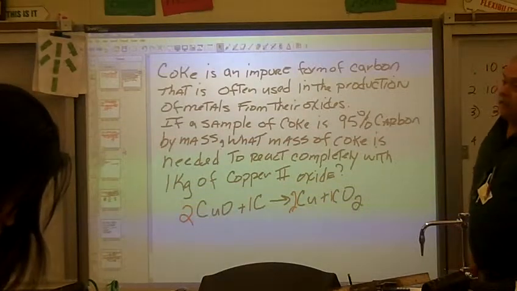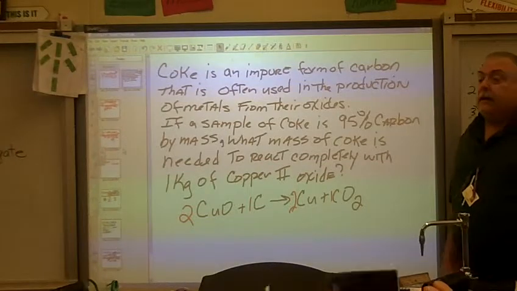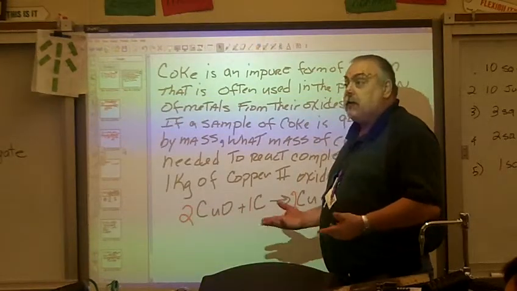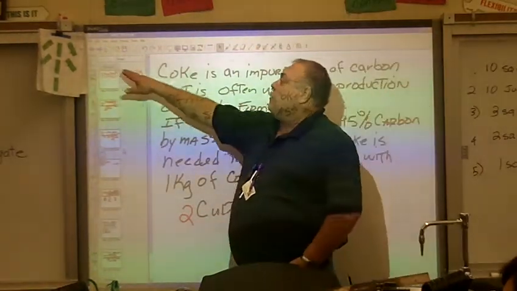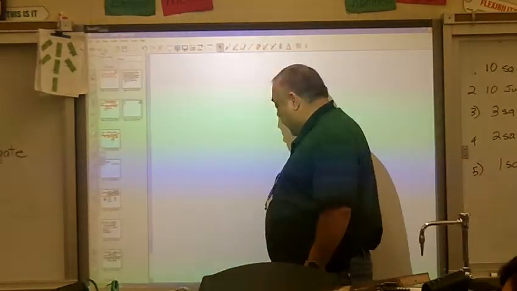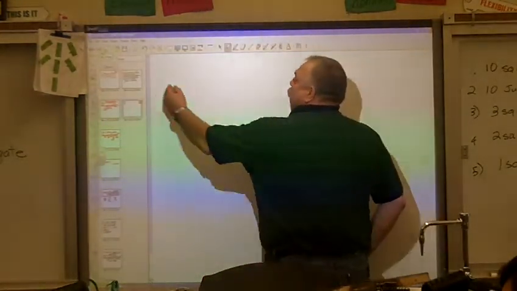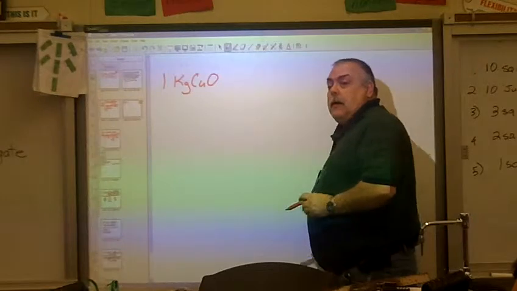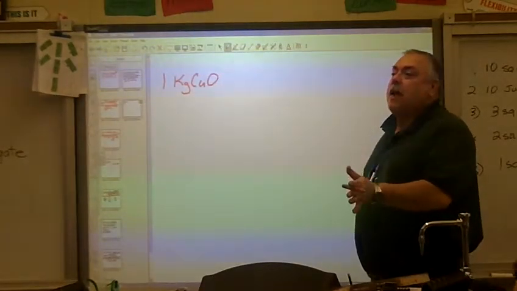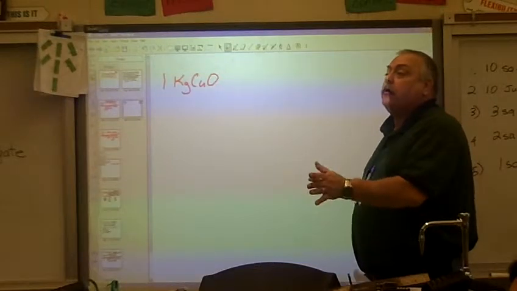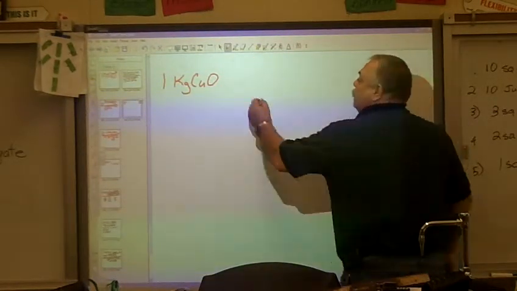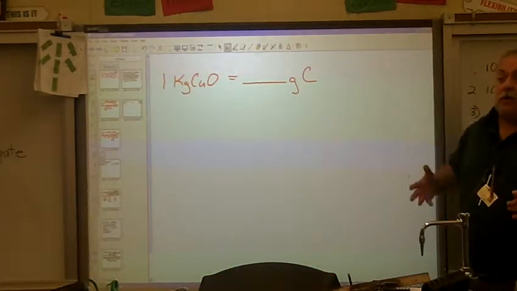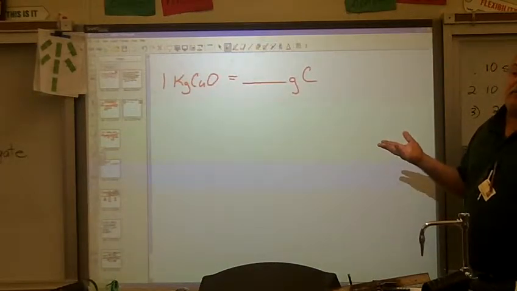Since JJ cannot seem to do his math work right, let's see if we can solve this problem. So what I'm going to do here is say the following. It says I have 1 kg of copper 2 oxide. What I want to know is how many grams of carbon would be required to react with this. So I am trying to figure out grams of carbon. I can't find grams of Coke because Coke is an impure product and I know nothing about it.